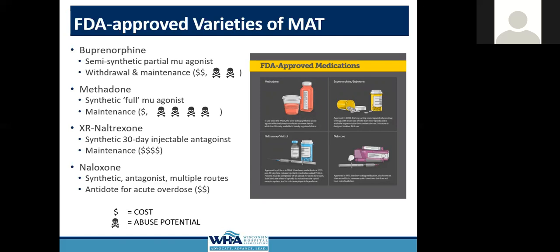And I'll just note that naloxone on its own is used as an antidote for overdose, and so that's not as much medication-assisted treatment for getting patients off of opioids, but to rescue them when they have respiratory depression or overdose.